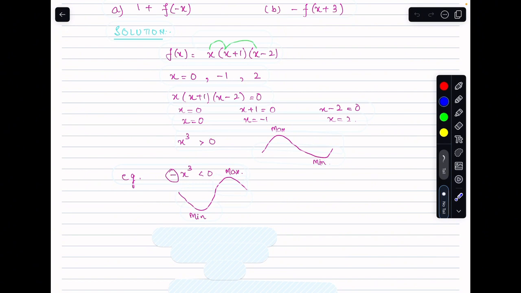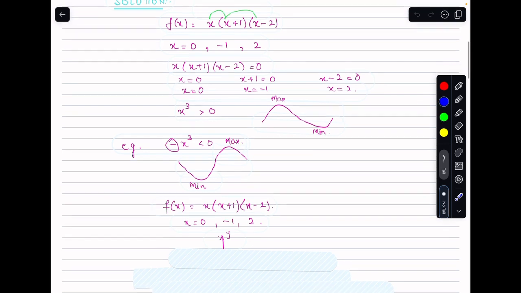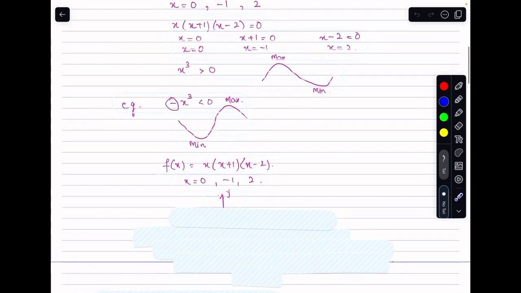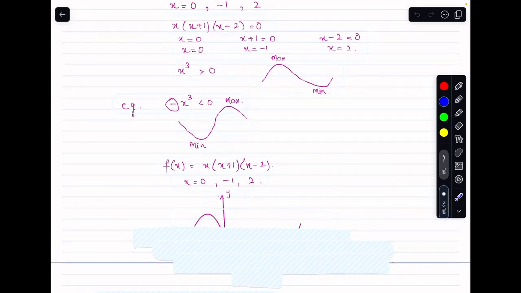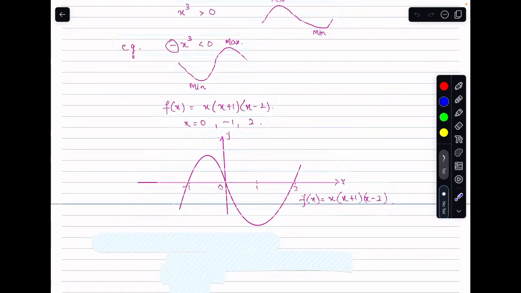Therefore, I know that the shape of the graph has to be such that first it should be the maximum and then it should be the minimum turning point here. So for the function, we have found the three roots: x equals 0, x equals minus 1, and x equals 2 here. So these are the three roots that we have for the function. With respect to the three roots, we can very easily sketch the cubic polynomial.